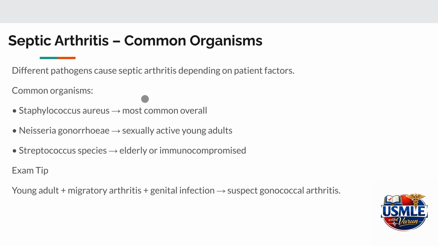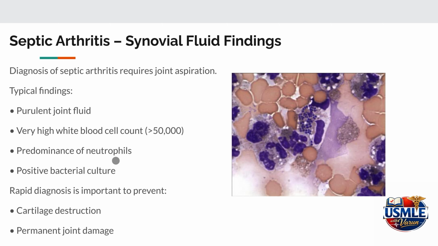The organisms responsible for septic arthritis vary depending on the patient population. The most common organism overall is Staphylococcus aureus. However, in sexually active young adults, septic arthritis may be caused by Neisseria gonorrhoeae. In elderly or immunocompromised patients, Streptococcus species are common causes. So if a question mentions a young adult with joint pain and a history of sexually transmitted infection, it might suggest gonococcal arthritis. The diagnosis of septic arthritis requires joint aspiration and synovial fluid analysis.